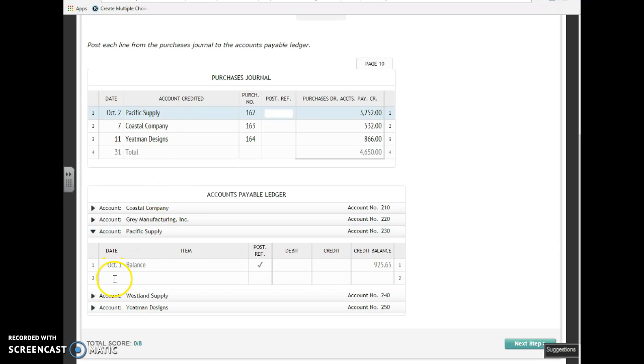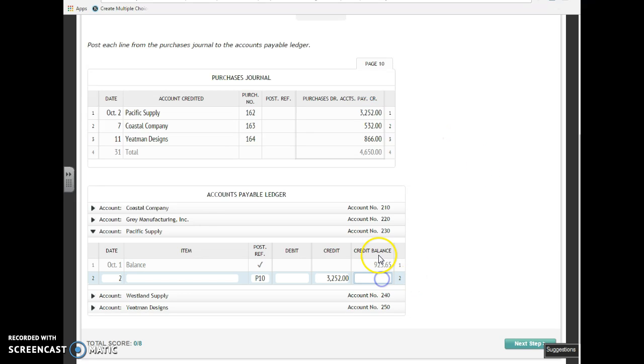So let's open up Pacific Supply first. This took place on the 2nd. Post reference, we are coming from page 10, but we're also coming from the purchases journal. And because we're working with all of these different journals, we have to indicate the type of journal. So we're going to put a P for purchases. So we're going to say P10. Now, we had a credit take place here, and that credit was $32.52. Again, we know it's a credit because that is what we're told up here. We have accounts payable. Whenever we're working with accounts payable, it's credit on a purchases journal.